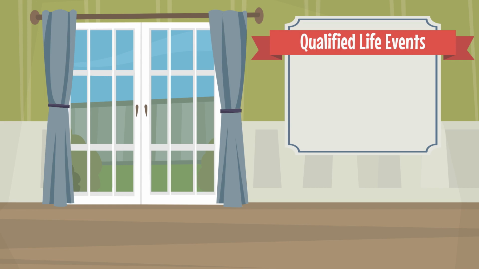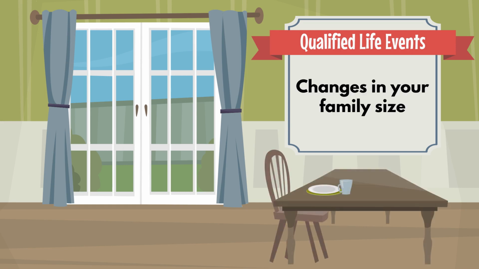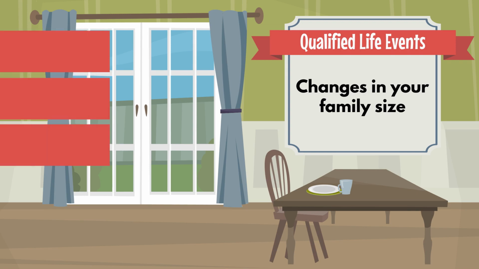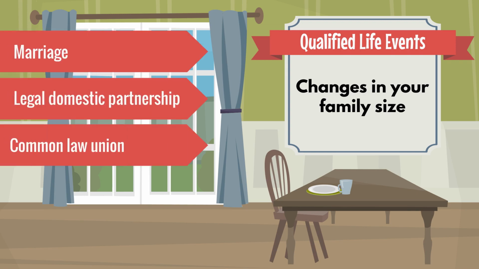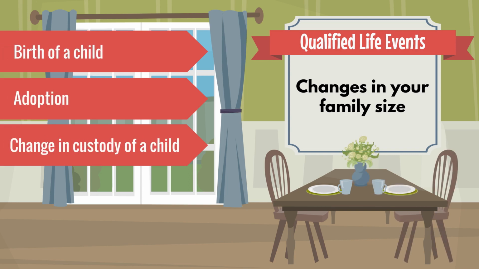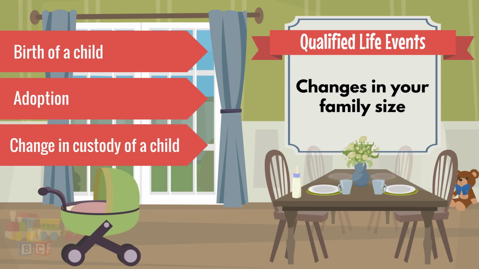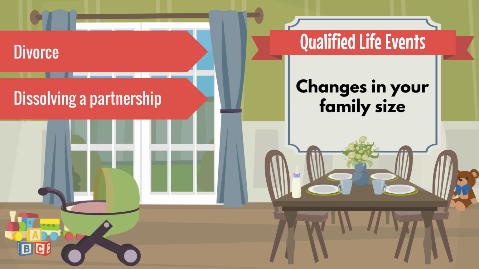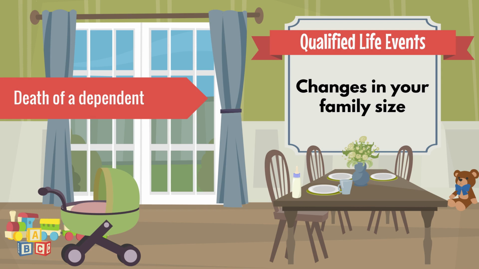These life events include, but are not limited to, changes in your family size, such as a marriage, a legal domestic partnership, or a common law union, or the birth of a child, an adoption, or change in custody. Another example is a divorce, or dissolving a domestic partnership, or the death of a dependent.